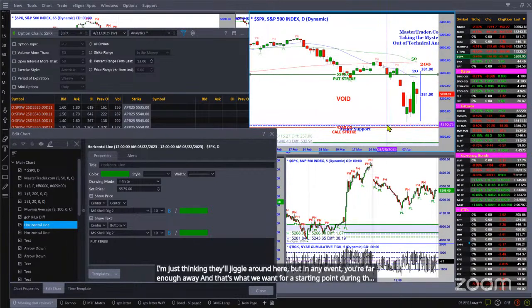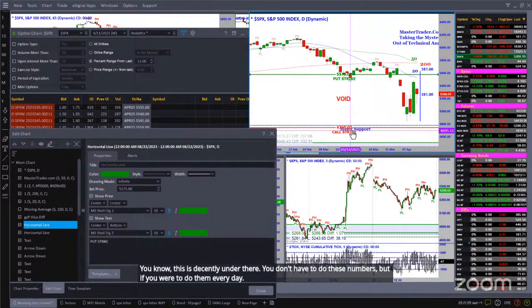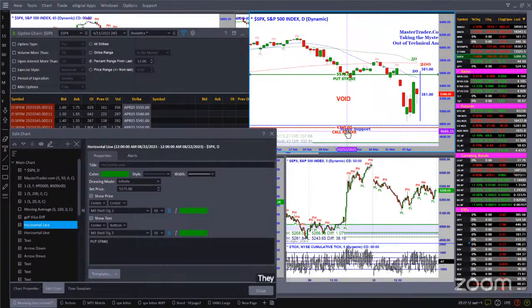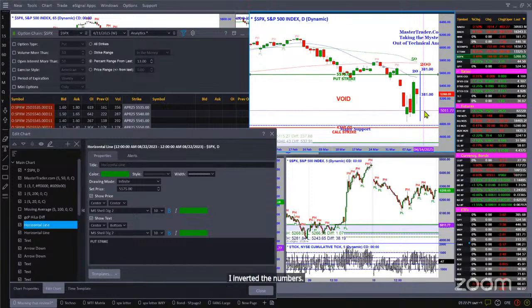This is decently under there. You don't have to do these numbers, but if you were to do them every day, they work. But we can do better during the day. But these give you the extremes where markets are highly unlikely to go on a day-to-day basis. I inverted the numbers. Puts and calls are inverted.